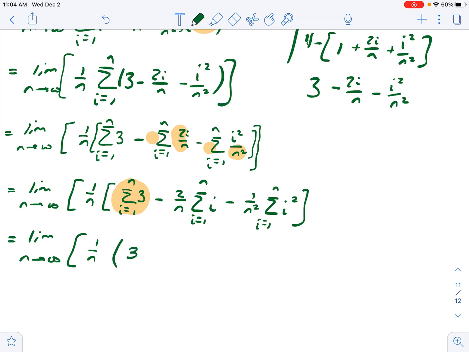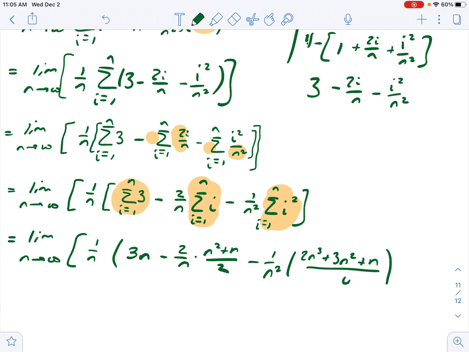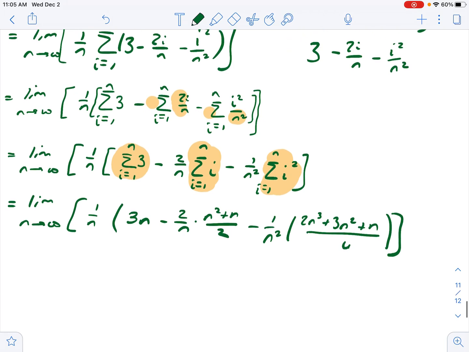Okay, so for the first one, constant times n is 3n here. This one was n squared plus n over 2. And for the i squared one, I'm using the expanded form of, let's see, 2n cubed plus 3n squared plus n over 6.